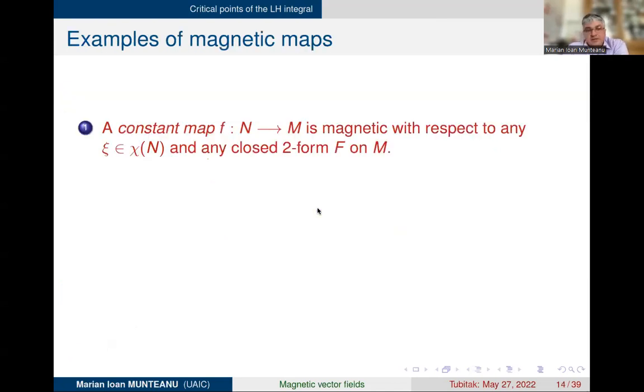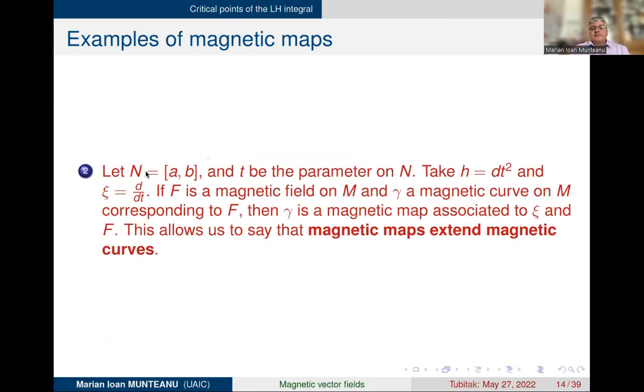Okay, some examples. A constant map is automatically magnetic with respect to any psi and any closed form F. If N is an interval, and we put here t as a parameter, the most natural metric is dt square, and the psi is d over dt. If we do everything, all the theory applied to this case, we obtain the magnetic curves. So magnetic map means magnetic curve.